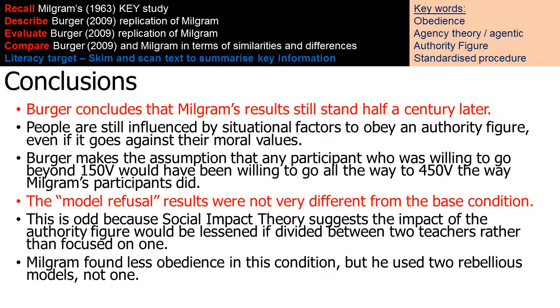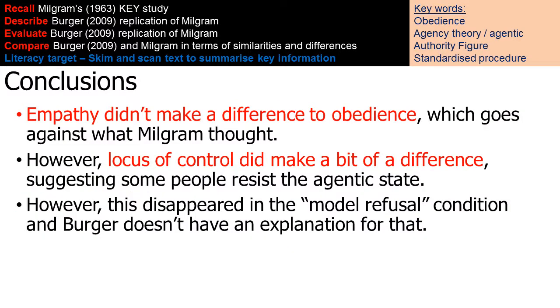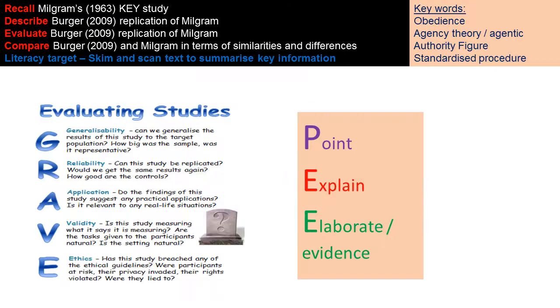Now, Milgram did actually find less obedience when he did his variation, which included 2 rebellious models and not 1, so maybe that can account for the difference. Empathy didn't make a big difference to the obedience, which is actually going against what Milgram thought. Locus of control did make a bit of difference, suggesting that some people can resist the agentic state. But actually this disappeared within the model refusal condition, and Berger can't explain why that is.